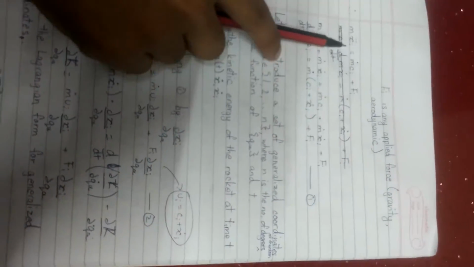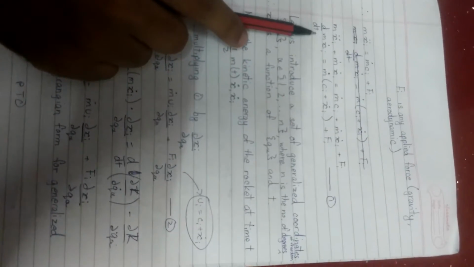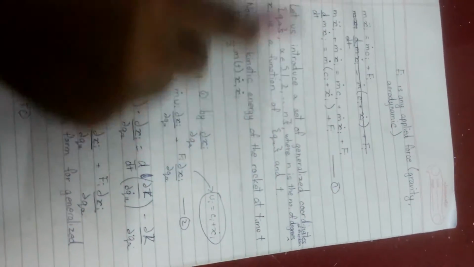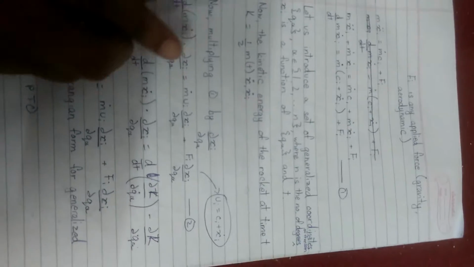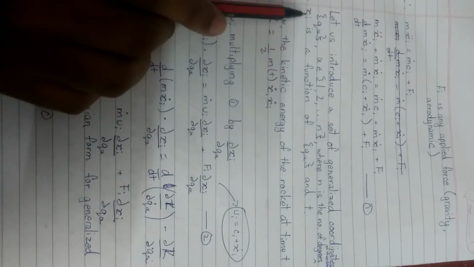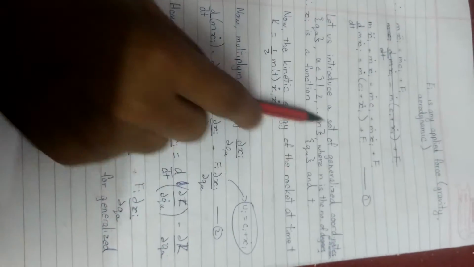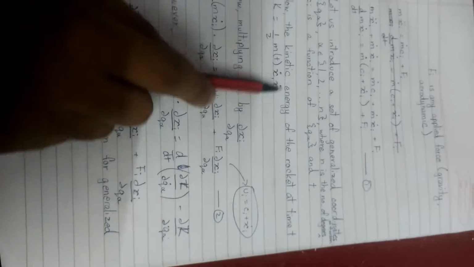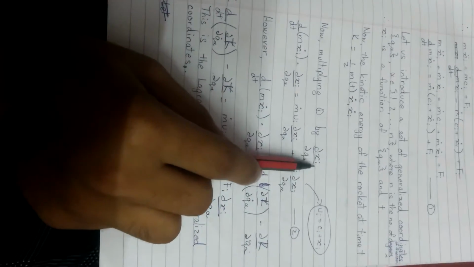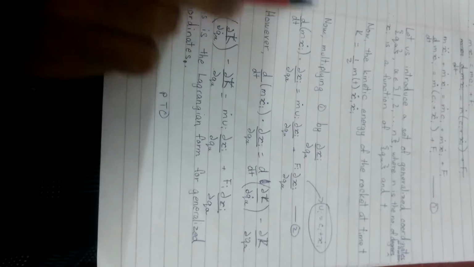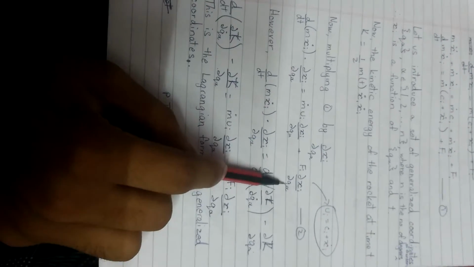xi of t are the coordinates of the rocket at time t, and ci is the velocity of expelled gas with respect to the rocket. Fi is basically any applied force: gravity, aerodynamic forces, friction, whatever. So this is the equation which we have, and when we add m dot xi dot on both sides, this is what we get. Now, if we introduce a generalized coordinate system of n degrees of freedom, then we can define xi as a function of these degrees and t.